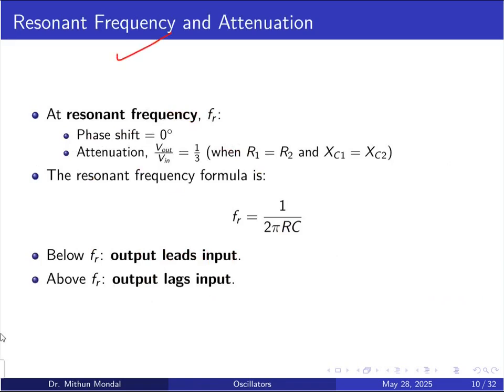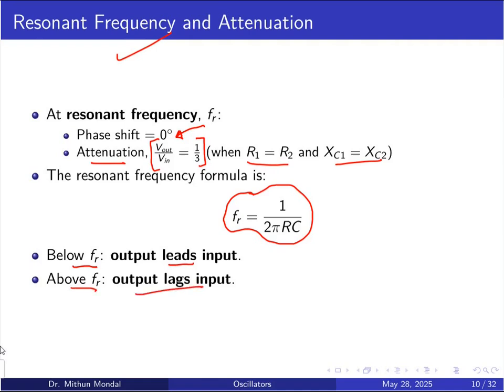At the resonant frequency, where the phase shift is 0, if we consider the RC network with the two resistors being equal and the capacitors being equal, then we get the output voltage by input voltage equal to 1 by 3, which is the gain or the attenuation factor. This is the maximum value of the response at the resonant frequency. Resonant frequency is given by 1 by 2 pi RC, and below the resonant frequency, the lead circuit dominates the output, and above it, the lag circuit dominates.